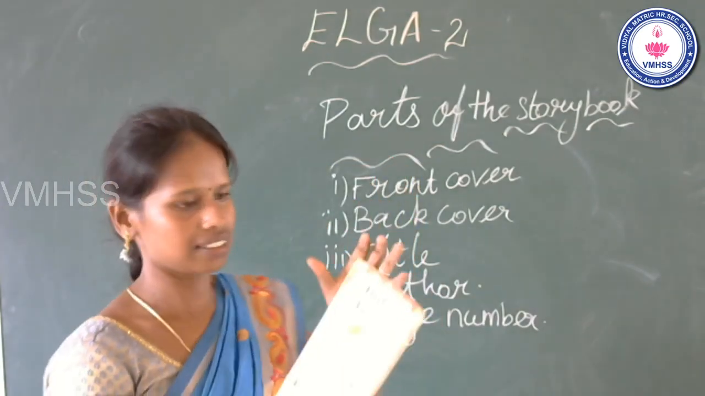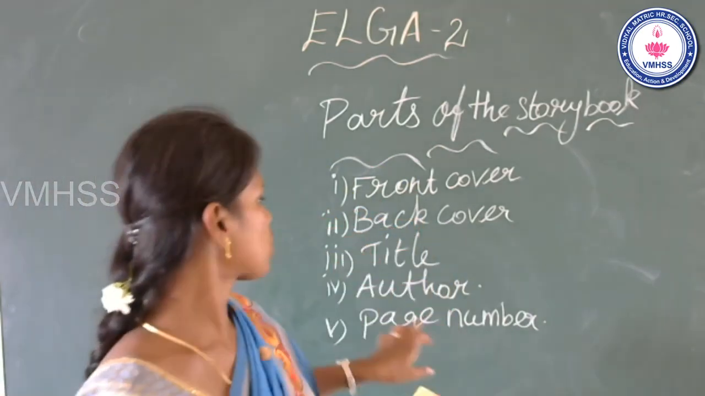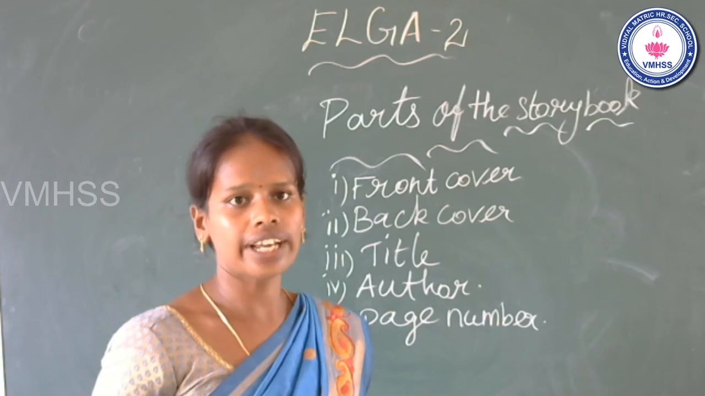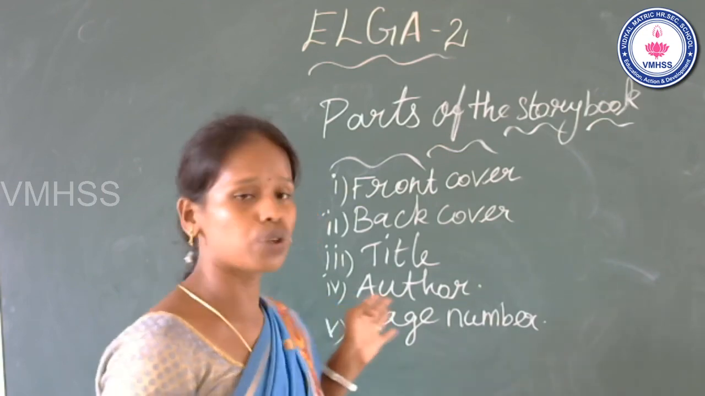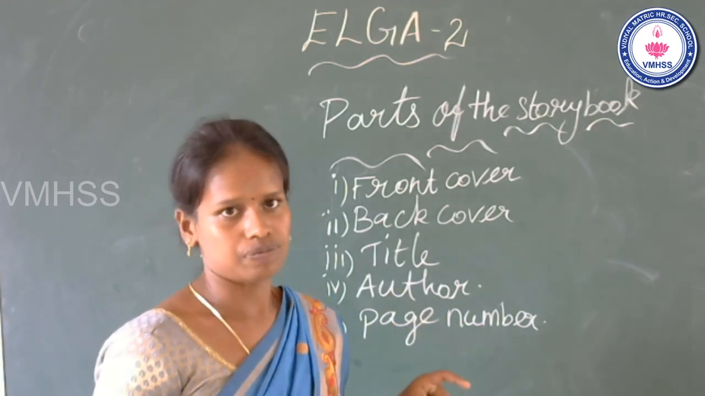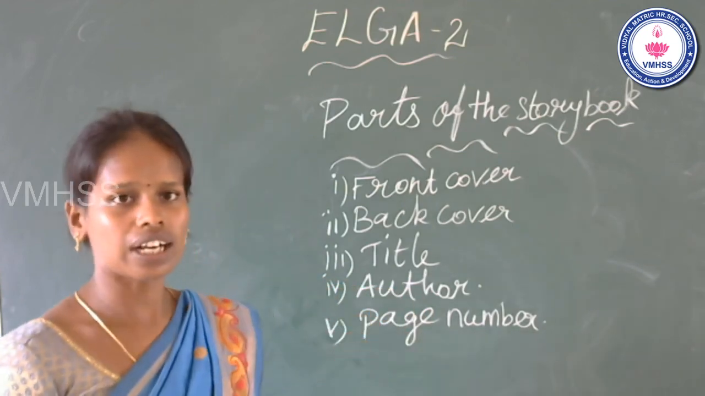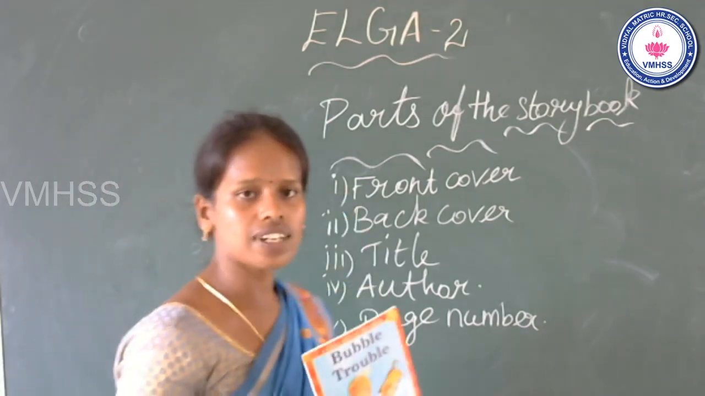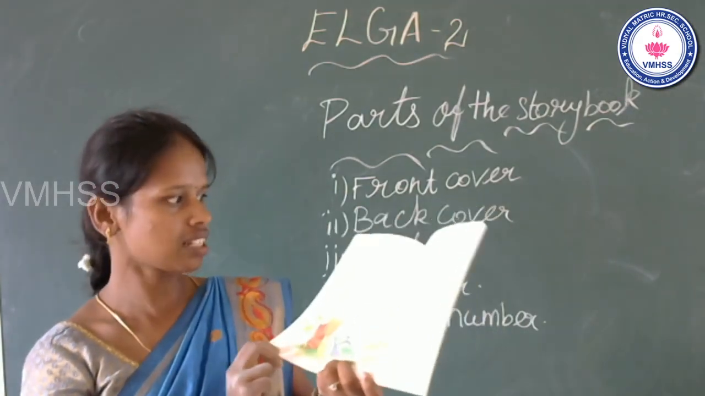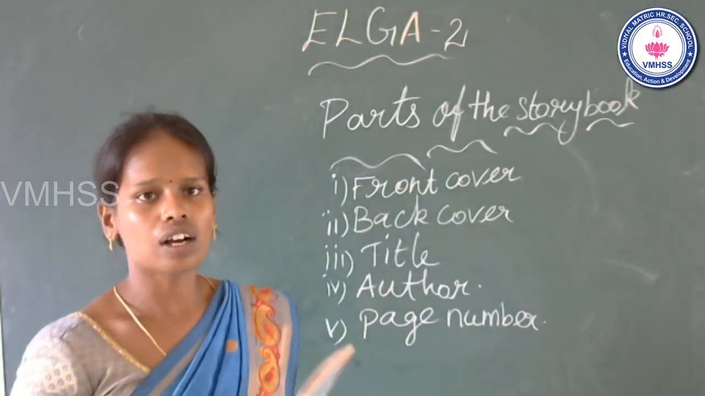Next one, title. The top, Bubble Trouble. This is title of the story. Next you will find author. Who is author? The one who has written the story. Who has written the story is called author. Last one, page number. Open the storybook, you will find it in the corner. Yes, this is page number. It's clear? Now look at the slide.